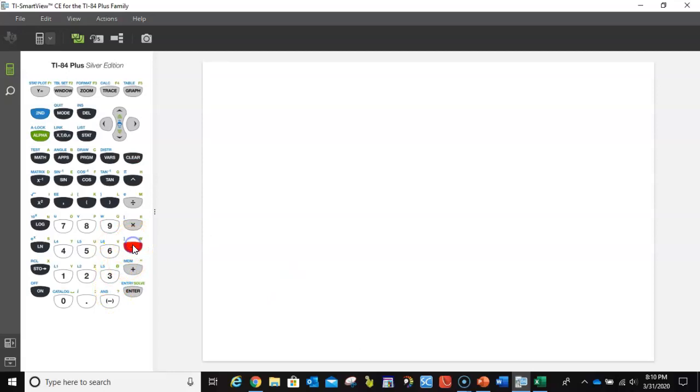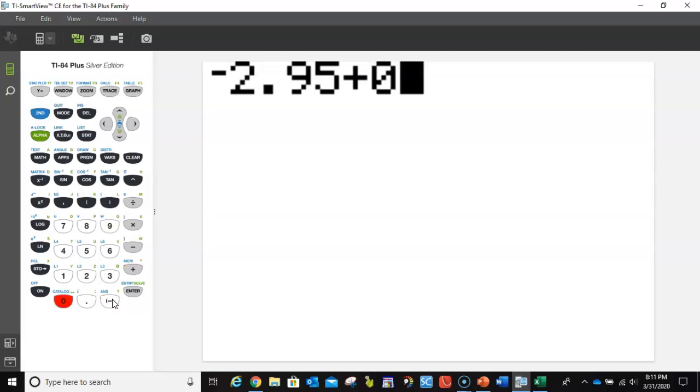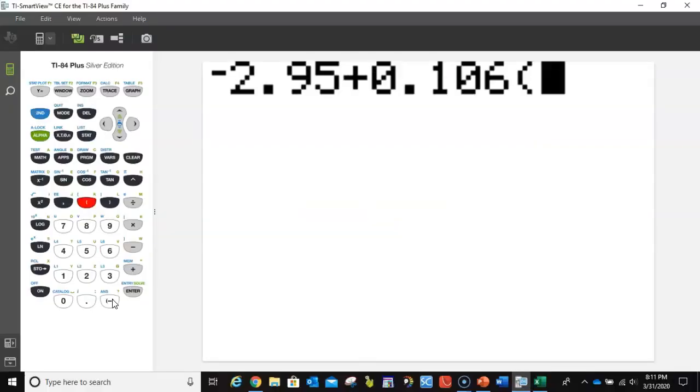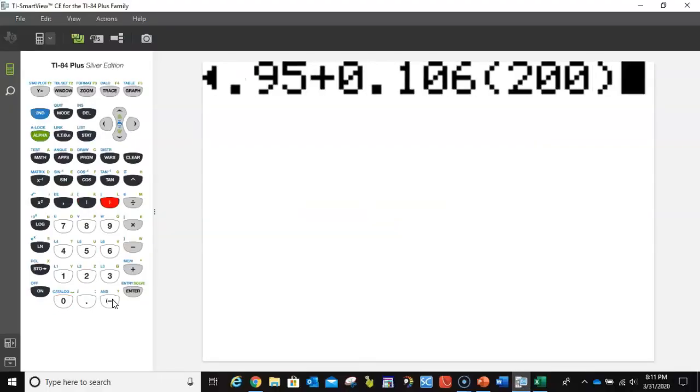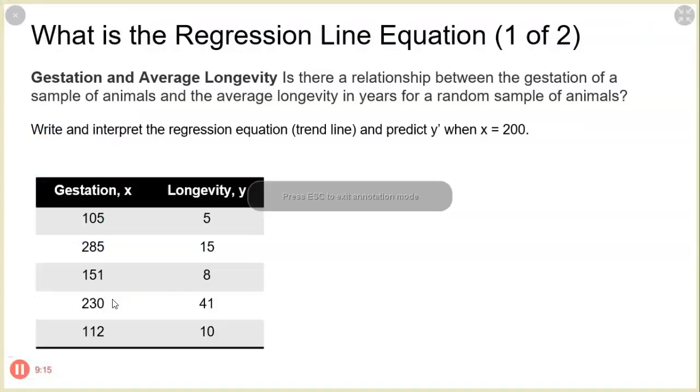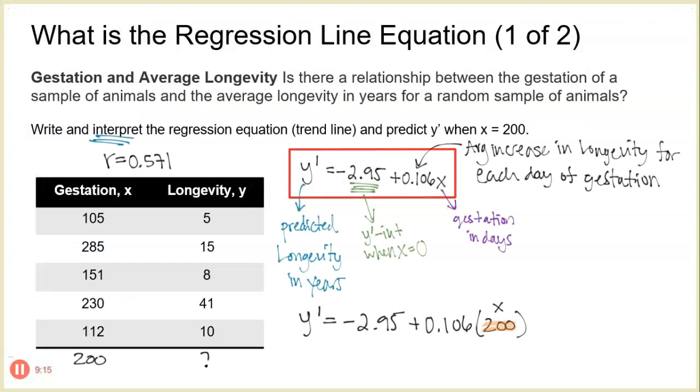Use the negative key, don't use minus, because then, like it did for me, it will try to take whatever you previously typed in, and that's not going to work. So we're going to use negative 2.95 plus 0.106, I believe. Yep, times 200. So 18.25 years. So it's predicting y prime 18.25 years.